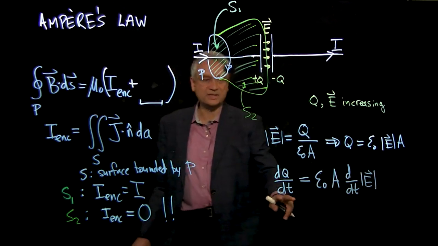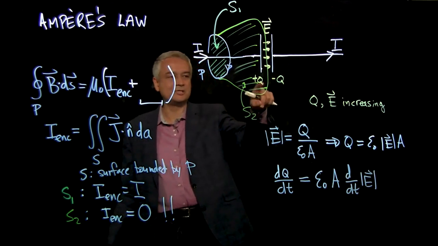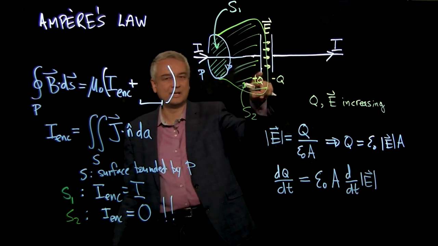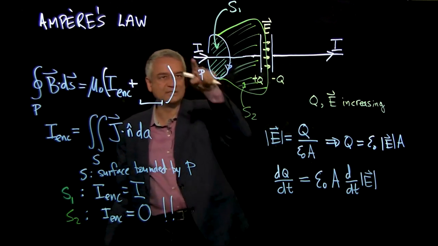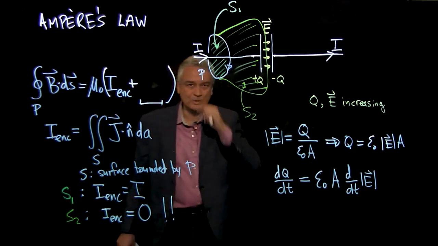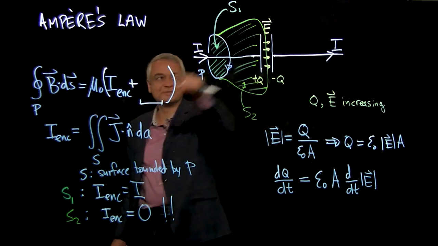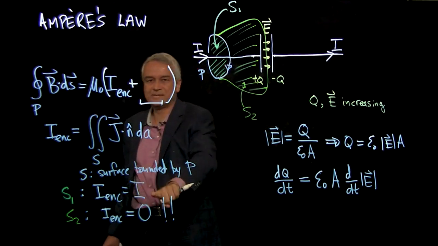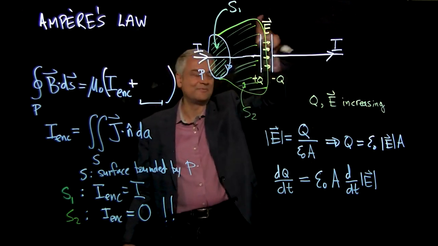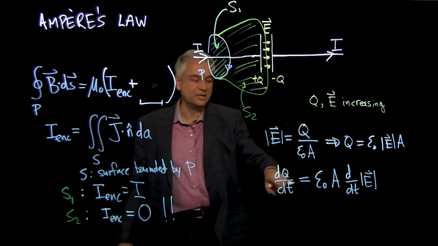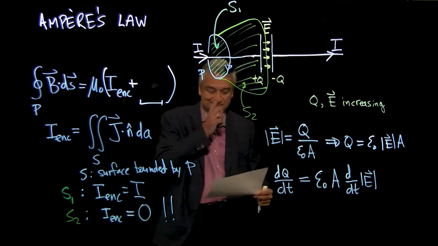And now let's look at what we have. First of all, what's dq dt? dq dt, the change in the charge on this plate per unit time, is just the current flowing in. So this dq dt is the same as this I, which starts to sound interesting. Because remember, if I use surface S1, I enclosed turned out to be I. So it's interesting that here I've got something which came from these plates, and this dq dt is equal to this I.